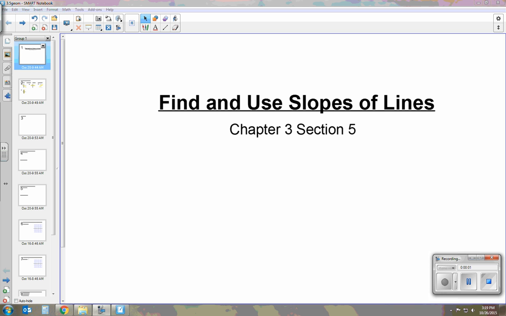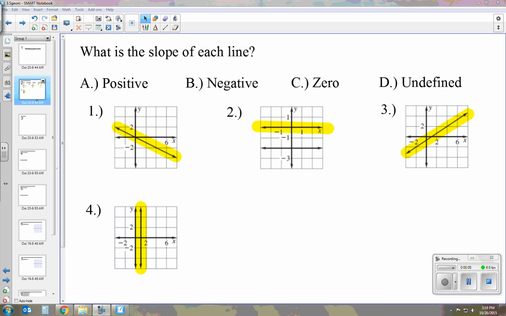Today I'm going to be talking about finding and using slopes of lines. So first off, let's review the types of slopes we can have. We can have positive, negative, zero, or undefined. And so we got to match each of these to those words. So for number one, it's going to be a negative slope.